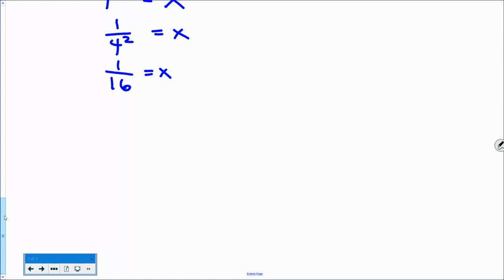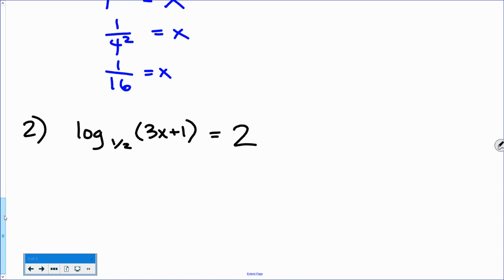Let's try another one. Log base 1/2 of 3x plus 1 equals 2. So in each log equation, your x is going to end up in different places, so it looks a little bit different how we'll end up solving, but same thing as what we did before, we must change it to exponential form first. So my base is 1/2. I am raising it to the 2nd power, and it must equal 3x plus 1.